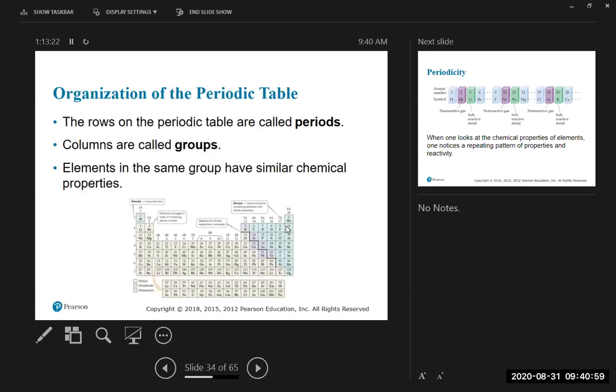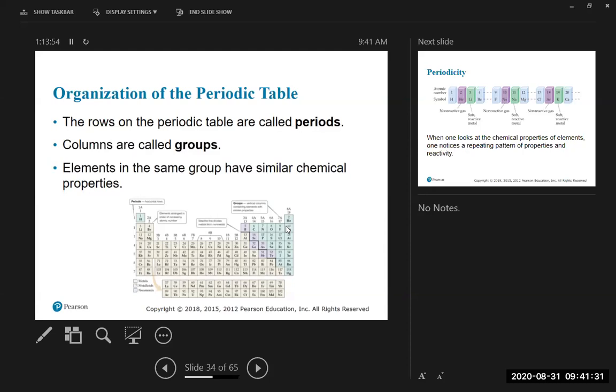So when we talk about the periodic table, the rows are called periods. You see on the left there, 1, 2, 3, 4, 5, 6, 7. Those would be called the periods. The columns are called groups. And in this one, you see it's 1A, 2A, 3B on down the line. And then you kind of go over there and then you get to 3A, 4A on down the line.